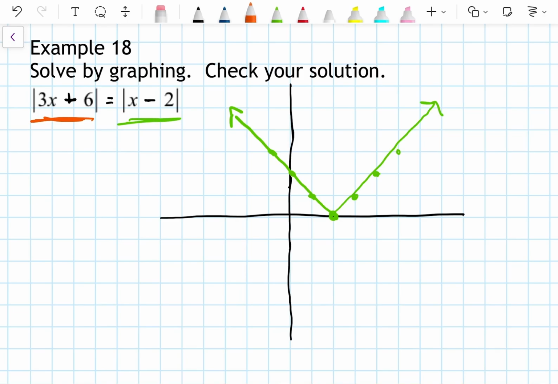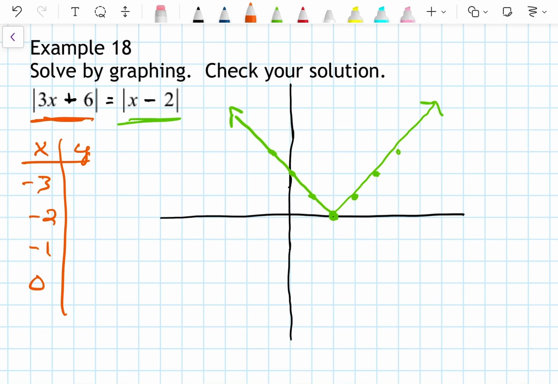The orange one we're actually going to need to do a little t-chart for. I'll plug in, I don't know, what should I plug in? 0, 1, 2, and 3 maybe. Maybe I should go on the other side of it. I'll do negative 3, negative 2, negative 1, and 0.